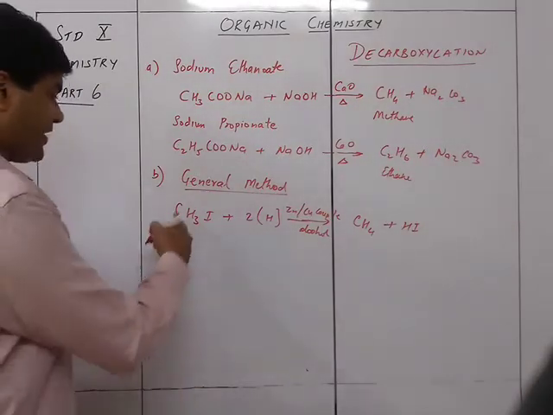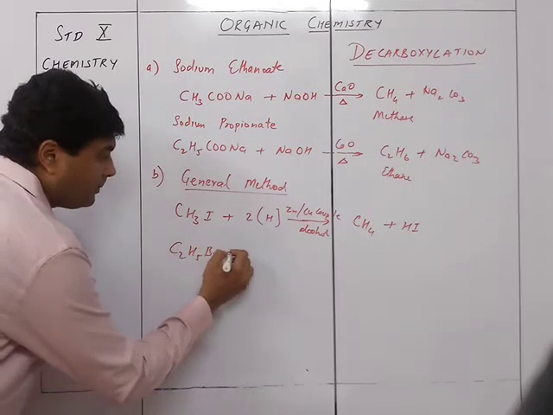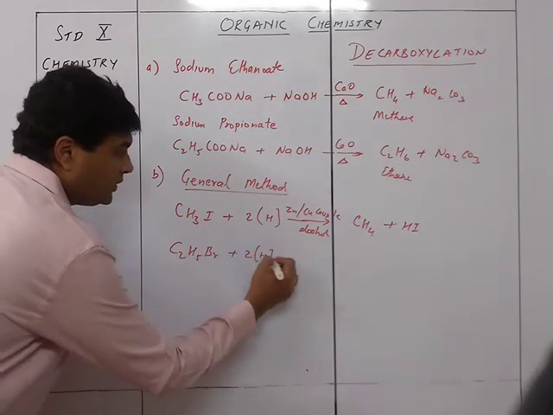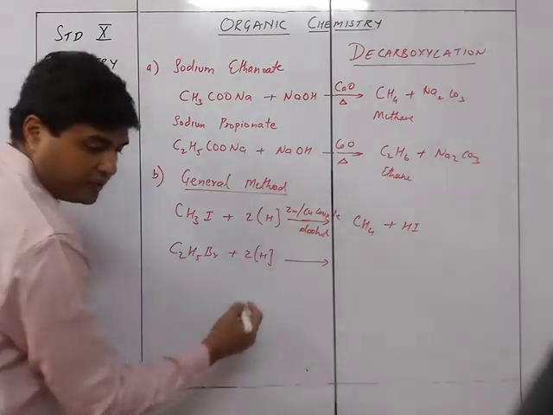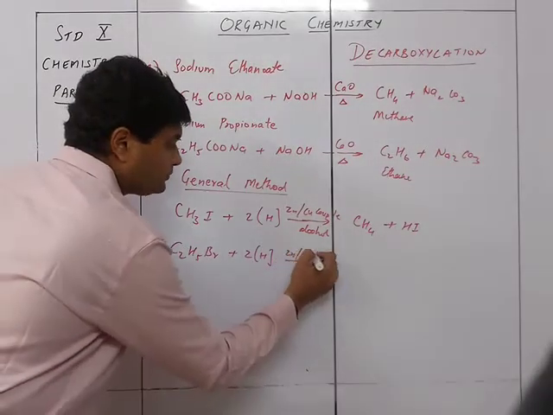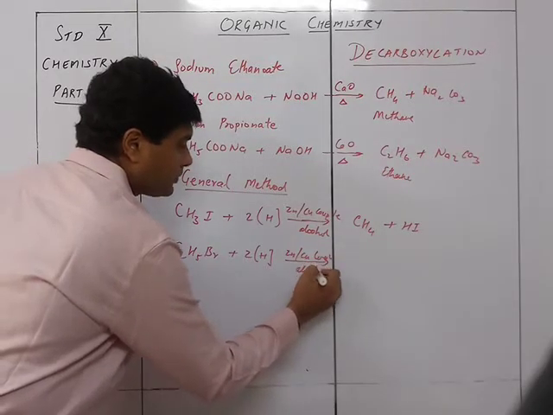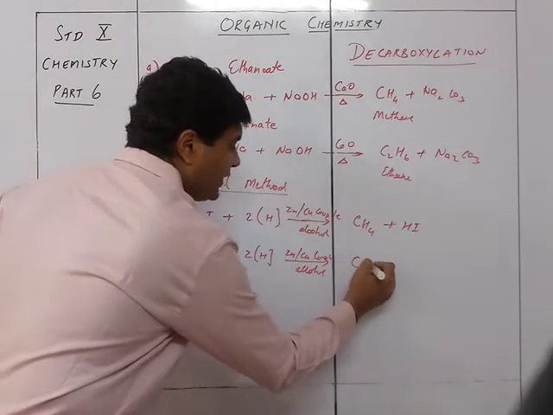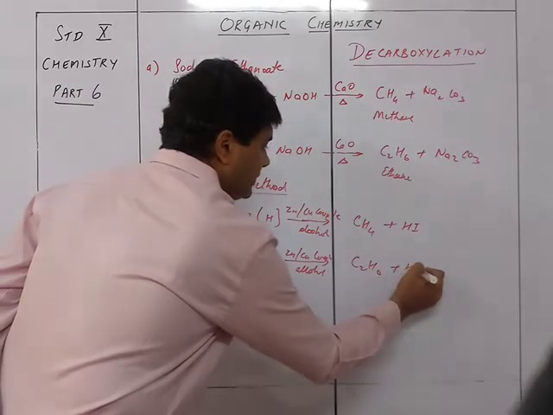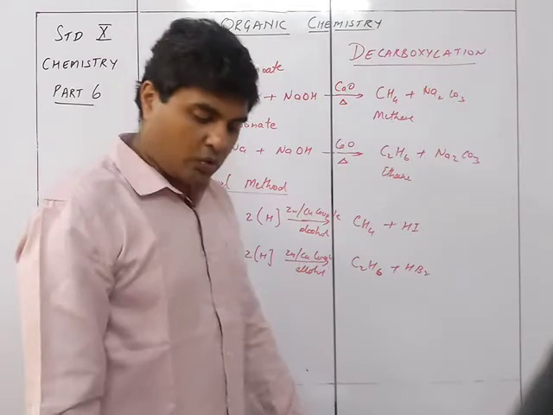The same reaction, if I take the other one, that is C2H5Br plus 2H, is going to give you the same kind of reaction over here. It will be with a Zn and Cu couple and with alcohol, and it is going to give you C2H6 plus HBr. So that is how you are going to remove the halogen over here.